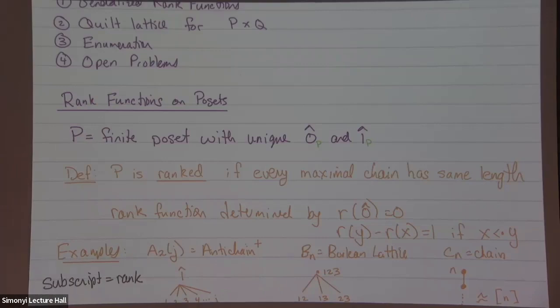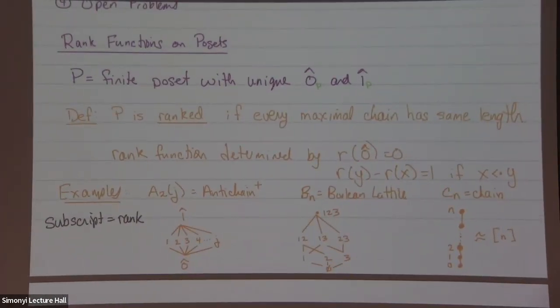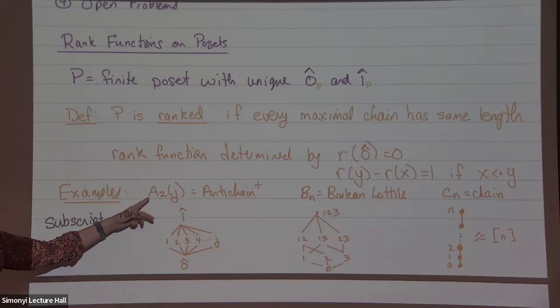And there are lots of ranked posets, finite ranked posets that have a unique minimal and maximal element. Here are 3 examples. And these will be a theme throughout the talk. So let me define the notation here. If you just take an antichain, so let's say j elements which are not related to each other at all, and you append a 0 and a 1, we'll call that the antichain poset. And so let's denote that by A_2(j), where j is the number of elements in the antichain. Or you could have the Boolean lattice, that's just the subsets of the numbers from 1 to n ordered by inclusion, B_n. And another one is just the chain, n elements that are totally ordered.